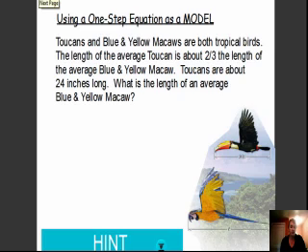All right, let's take a look at the story problem here. We're going to use a one-step equation as a model. Mathematics many times models what goes on in the real world. So toucans and blue and yellow macaws are both tropical birds. The length of the average toucan is about 2/3 the length of the average blue and yellow macaw. Toucans are about 24 inches long. What is the length of an average blue and yellow macaw?